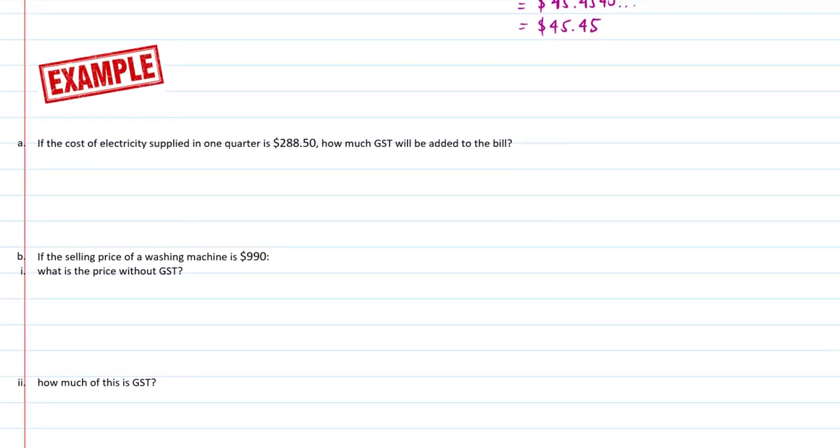If the cost of electricity supplied in 1 quarter is $288.50, how much GST will be added? Well, electricity is a good.